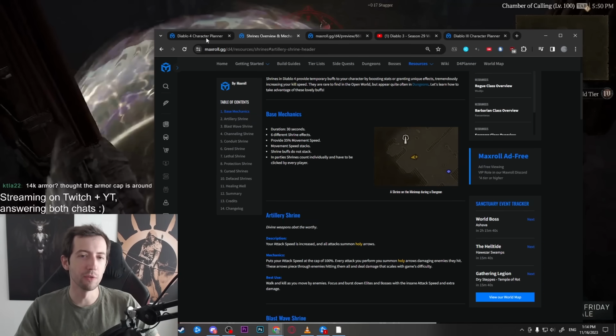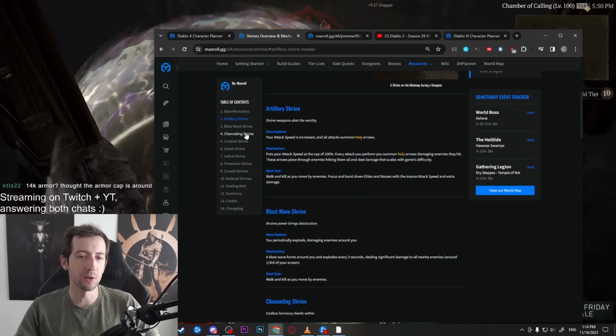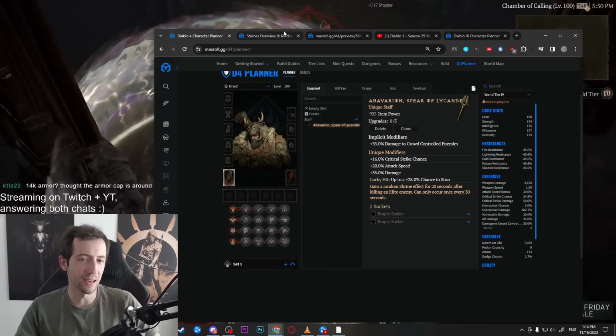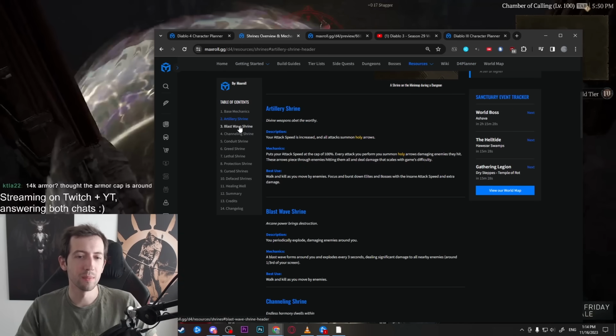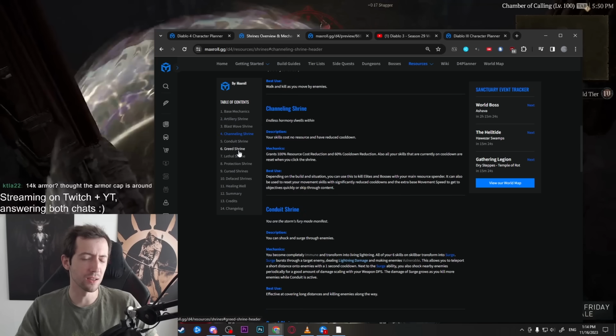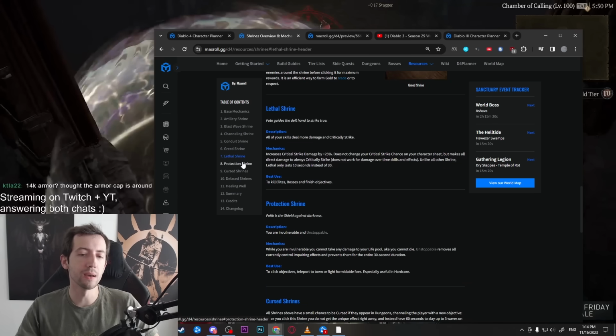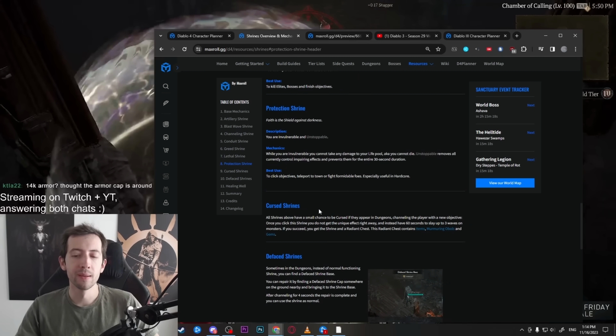So we have this little shrine overview post here, and there are in total 7 shrines that exist, and I'm not sure if Ahavarion can give you any of them. I have not actually tried it myself. However, I guess it can. So there's artillery, blast wave, and conduit. Those are the three big ones. There's channeling, that is kind of okay, I guess. There's greed, that is completely useless. Lethal can be okay, and protection is also not bad. But the ones that really help you out are the three that I mentioned.